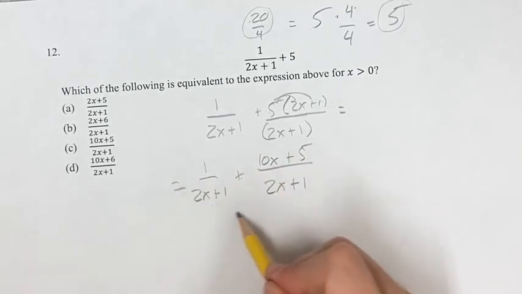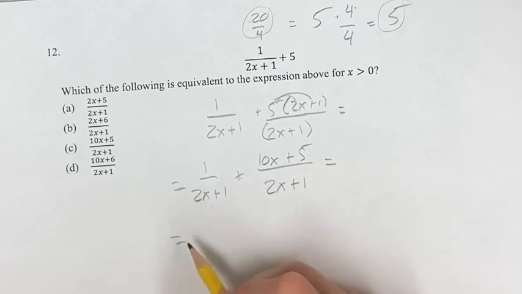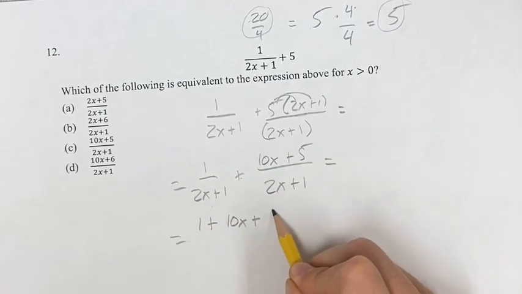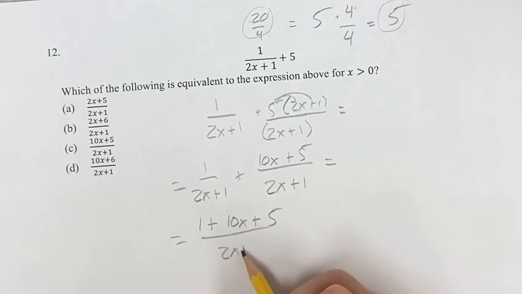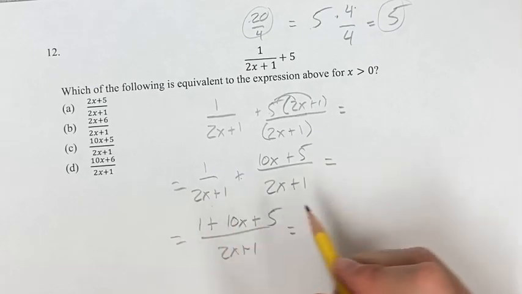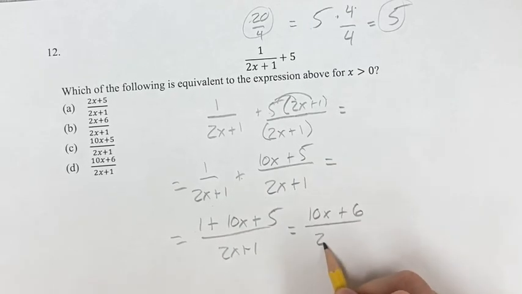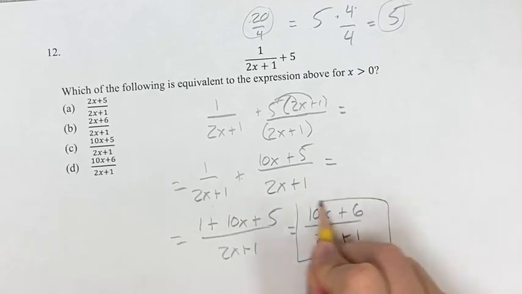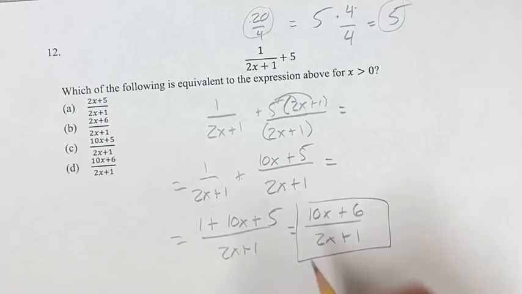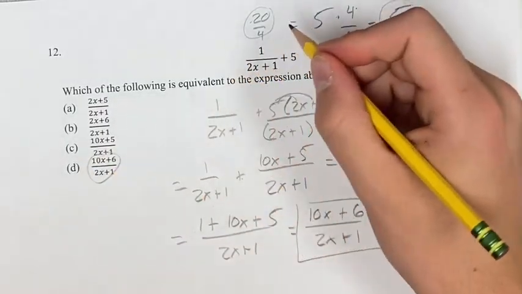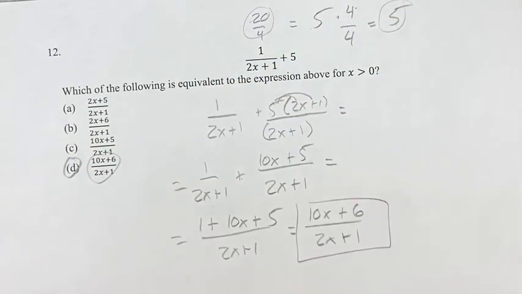So these have the same denominator, and we can just add the numerators. So we have 1 plus 10x plus 5 over 2x plus 1. This is equal to 10x plus 1 plus 5, which is plus 6, over 2x plus 1. This is going to be your final answer. It's this expression in terms of one fraction, and it lines up with D, 10x plus 6 over 2x plus 1. D is going to be your final answer.